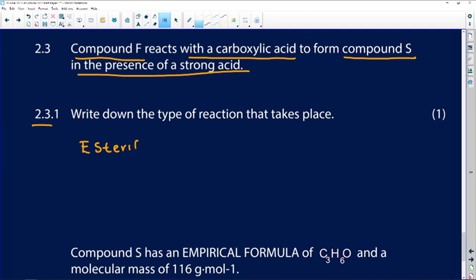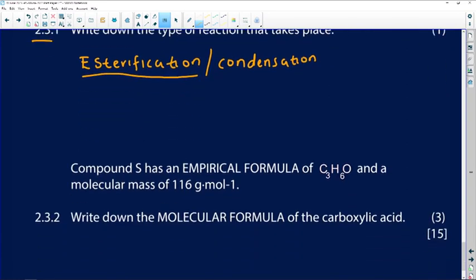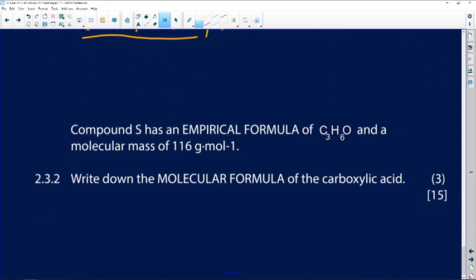Esterification. In the exam, if you write condensation as well, you also get a mark. But it is commonly known as esterification.